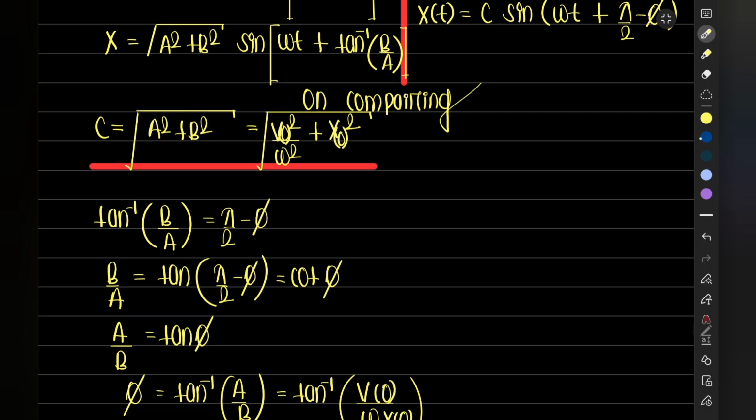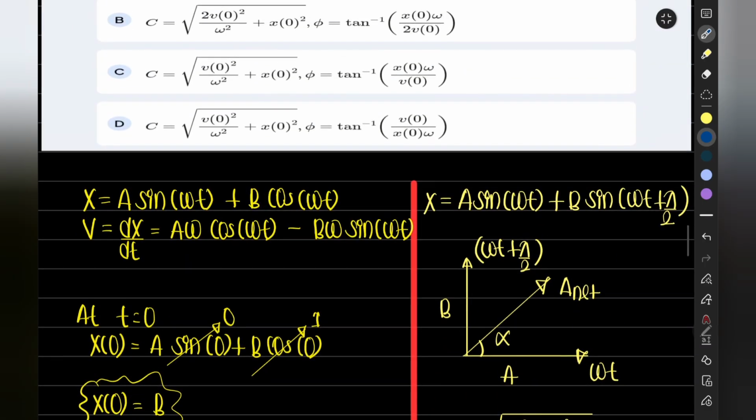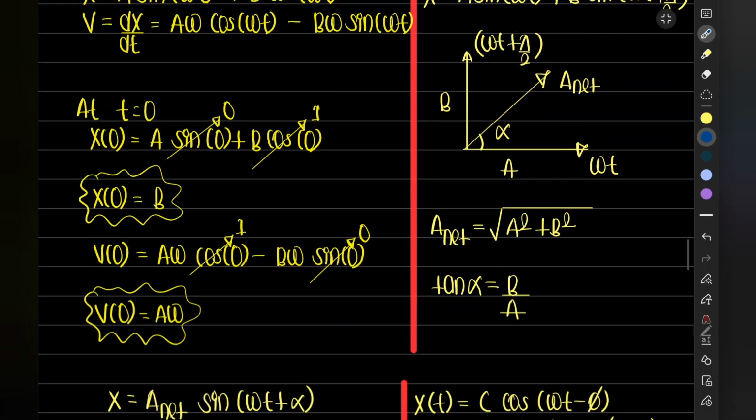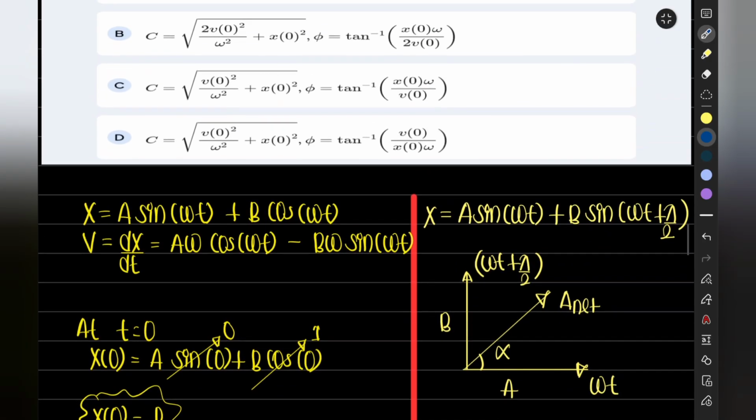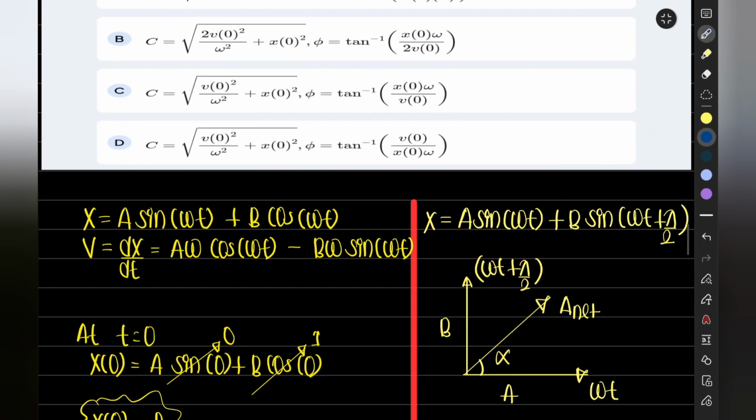So let's confirm our options. So phi is tan inverse v naught by x naught omega, that is option number d, is our correct answer. Okay.